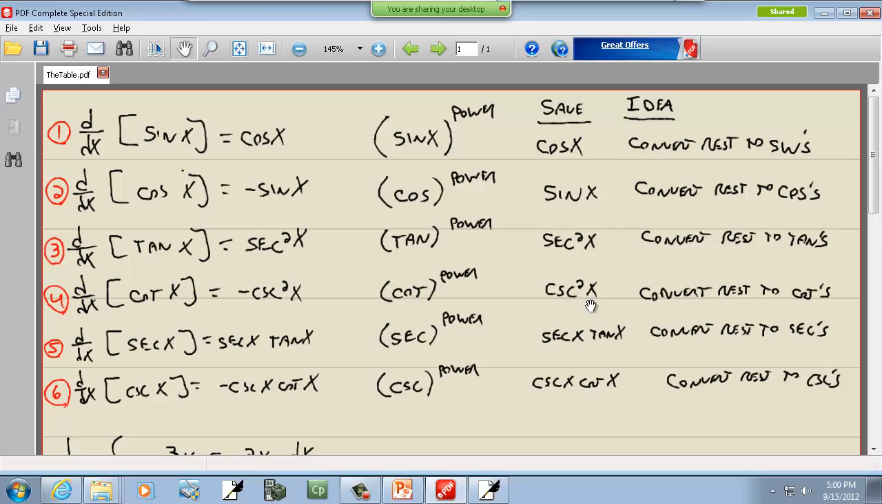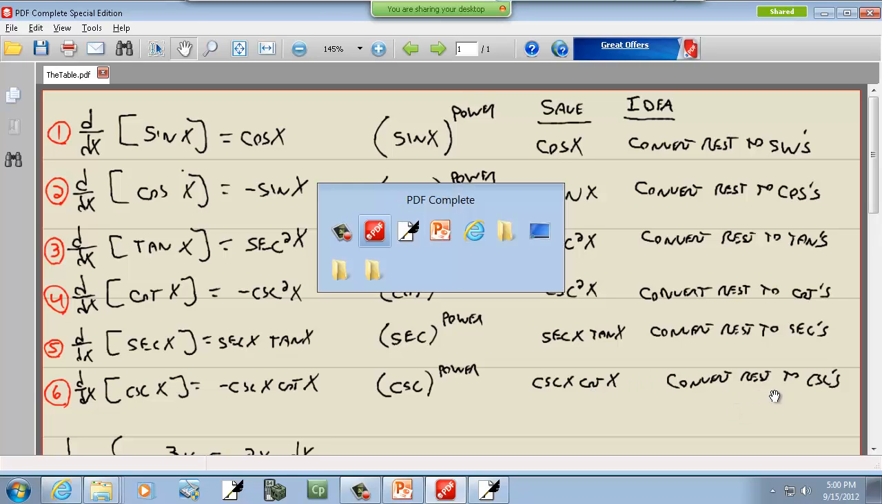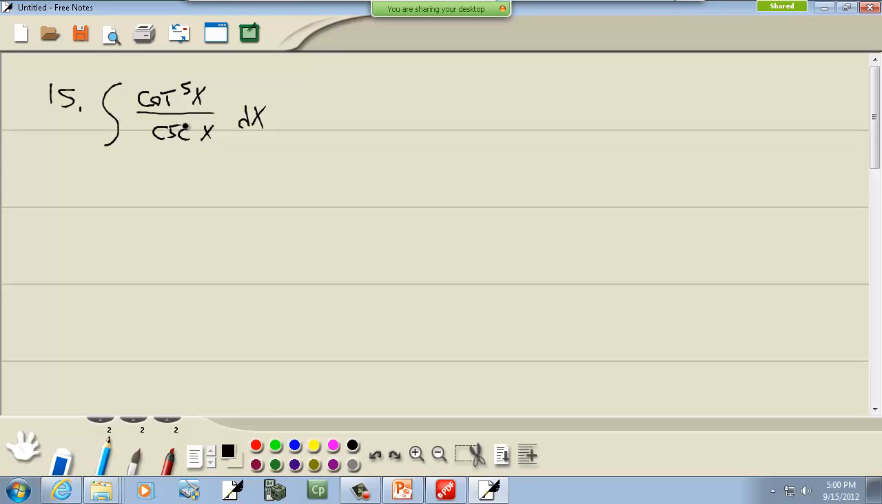No way I can save a cosecant squared, probably not easily. I'm going to try to go with this one. And the reason why I'm saying that is it says convert the rest to cosecants. That would work well with a cosecant downstairs here.